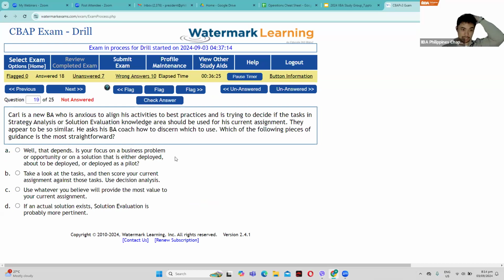A, well, that depends. Is your focus on a business problem or opportunity or on a solution that is either deployed, about to be deployed, or deployed despite? B, take a look at the tasks and then score your current assignment against those tasks. Use decision analysis. C, use whatever you believe will provide the most value to your current assignment. D, if an actual solution exists, solution evaluation is probably more pertinent.